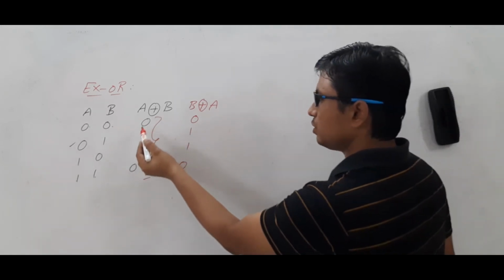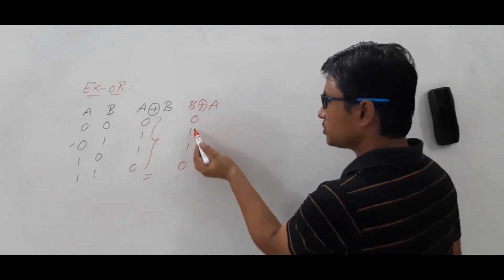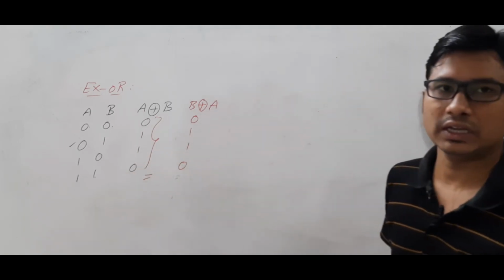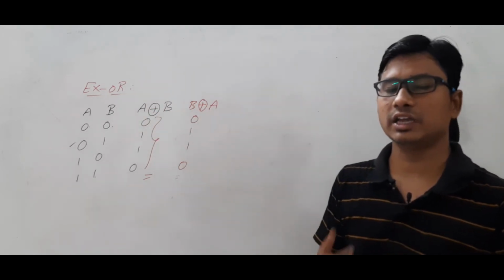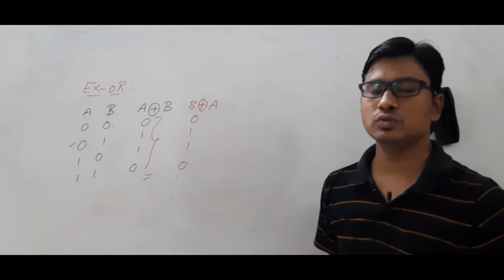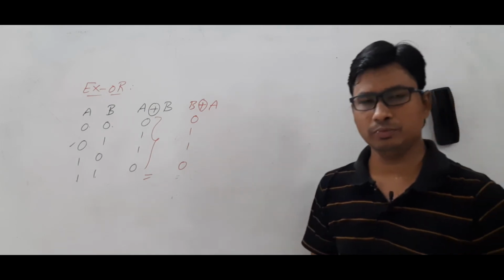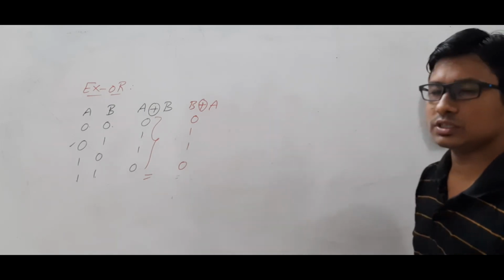Is it clear? 0, 1, 1, 0. This is also producing 0, 1, 1, 0. So I can say that these two functions are equal. So I can prove that the exclusive OR is satisfying the commutative property. Now we will see the associative property.